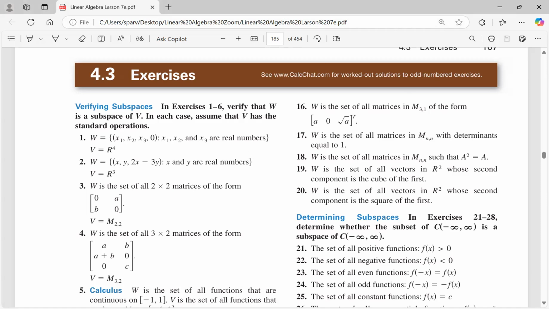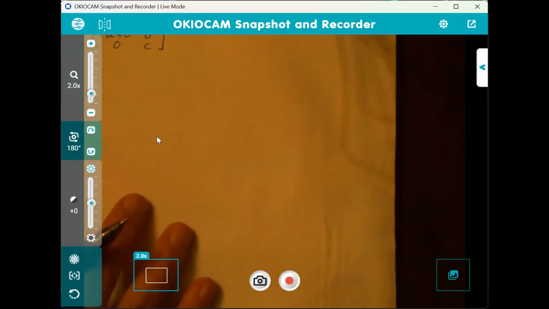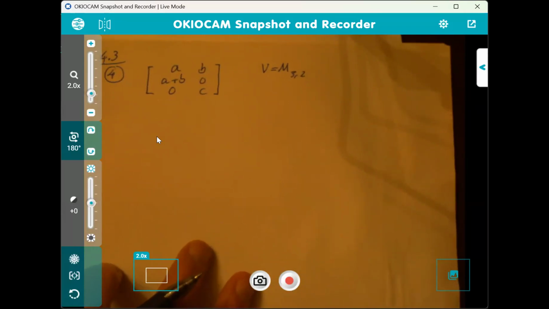And let me see. Okay, so I'm going to share my camera with you. All right. So here's what number 4 is.